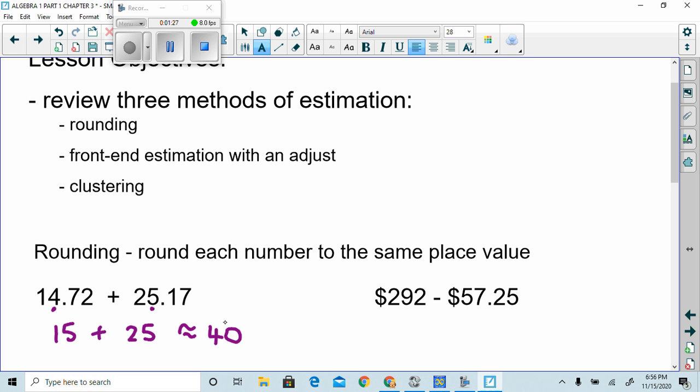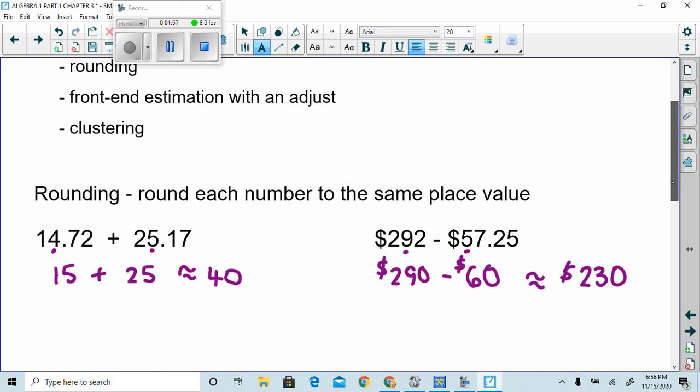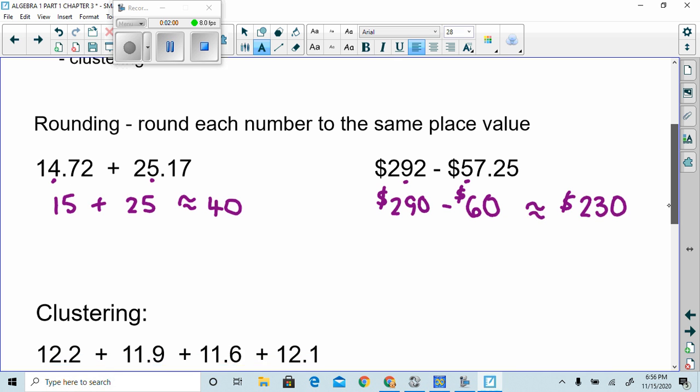In the next one, let's round them all again to the same place. Let's round to the tens. So if we round this, we'll get 290 minus 60. And 290 minus $60 is approximately equal to $230. Again, rounding to a given place value, just to get an idea if our actual calculations are correct.